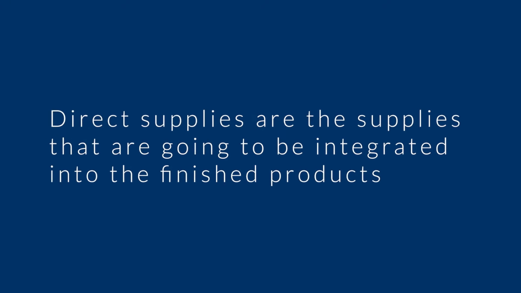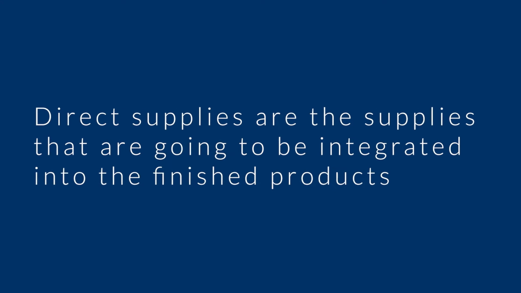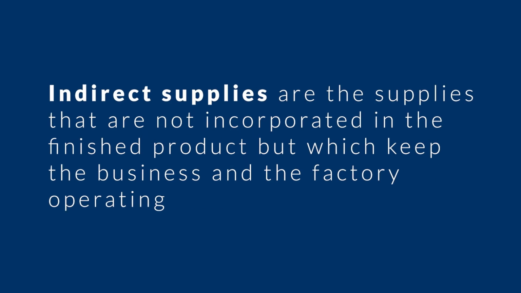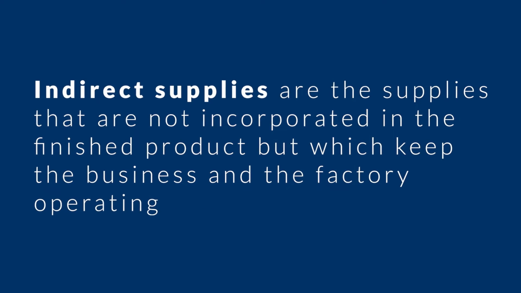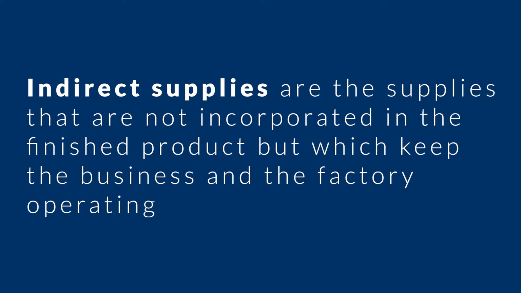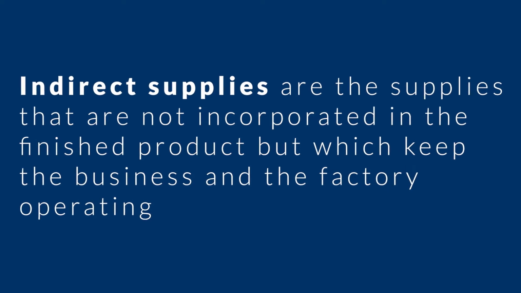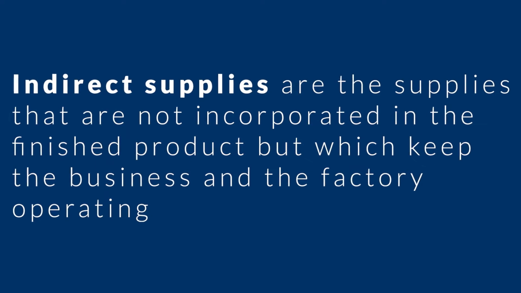So another way of looking at stock or supplies is in terms of their function. And this is how you end up with direct and indirect supplies. Direct supplies are the supplies that are going to be integrated into the finished product. Again, remember things like raw materials that you process into the finished products. But then you also have indirect supplies, which refer to supplies that are not incorporated in the finished products, but which keep the business and the factory operating.